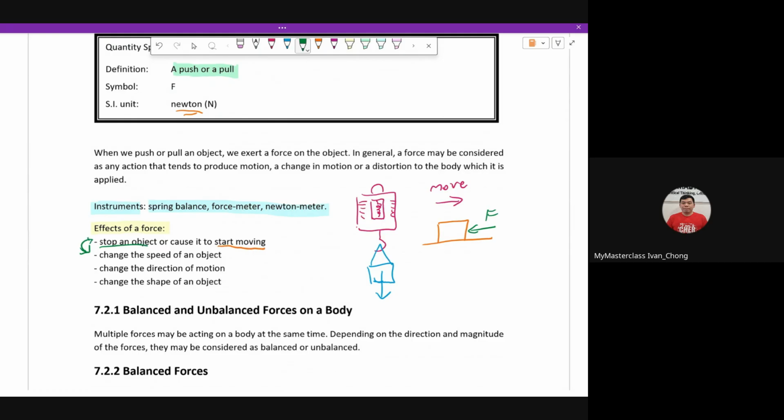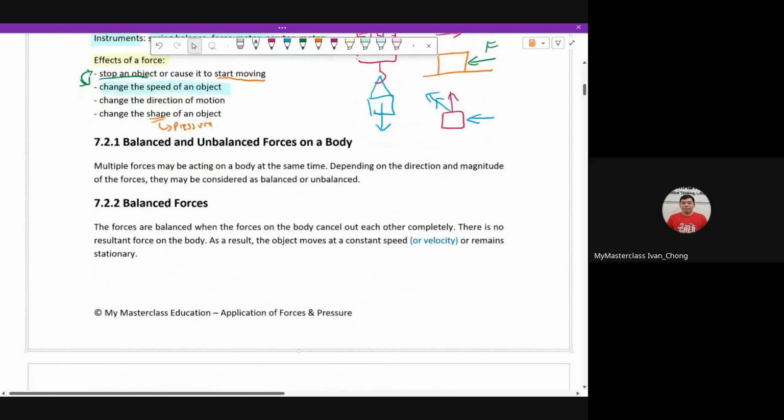So you should memorize changing the speed, because starting and stopping are also considered changing the speed. And if your object, in this top-down view, is moving like this, and you nudge it to the side, you move it in this direction instead, so you can change the direction as well. If you change the shape, this is linked to pressure, which we will cover in the next video. Typically, when we do worksheets, we're more interested in changing the speed. Do you speed up? Do you slow down?